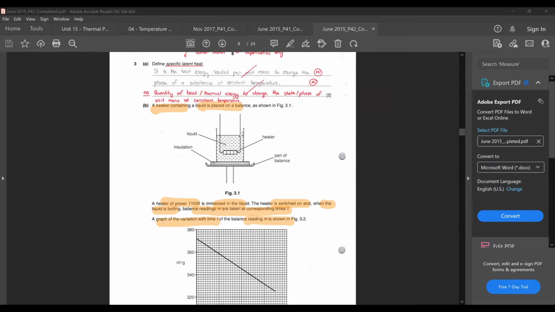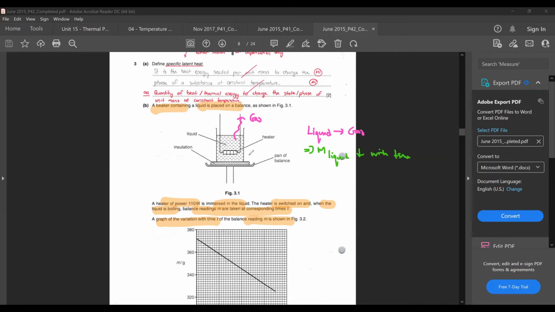All right. So you are heating up this liquid so that it boils off. So the liquid that you have here will eventually change to gas. When your liquid changes to gas, one of the things you should be able to realize is that the mass of your liquid will decrease with time.